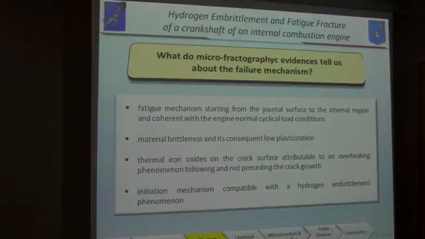Moreover, the fact that we have observed thermal oxides, iron oxides, almost only on the fracture surface and not on the external surface of the crankshaft is attributable to an overheating phenomenon following and not preceding the crack growth, as was initially stated by the OEM. And about the initiation mechanism, probably this is attributable to a hydrogen embrittlement phenomenon due to the intergranular morphology, the sharp grain boundaries, and the tidy and clear exposition of the crystal lattice. And this last element was confirmed by chemical analysis.